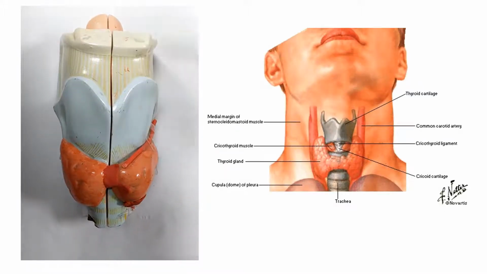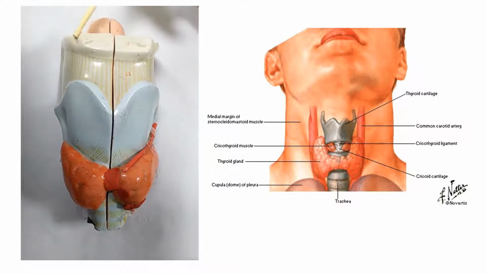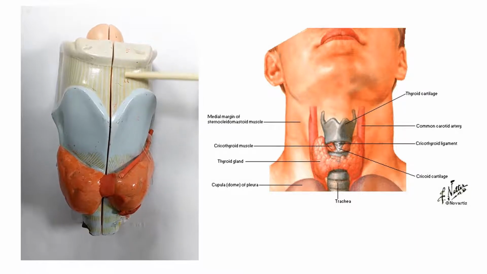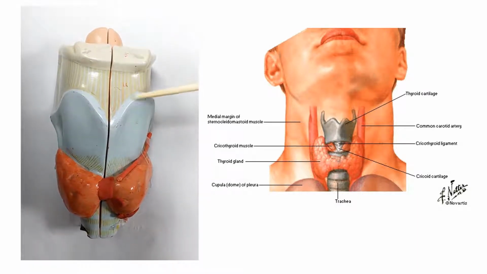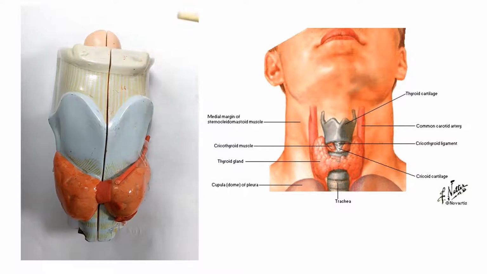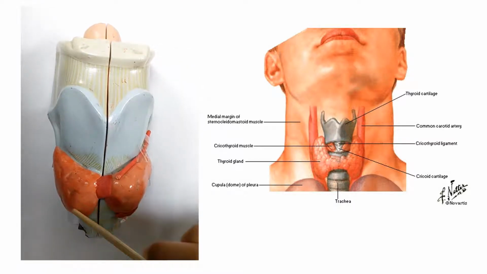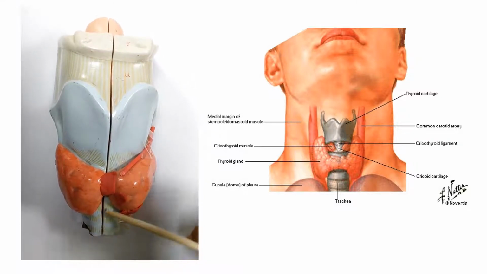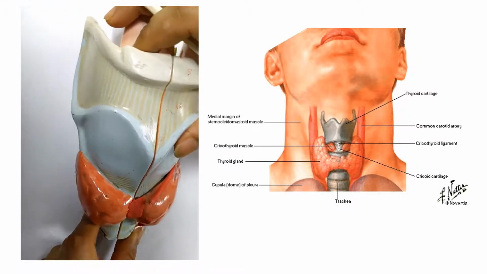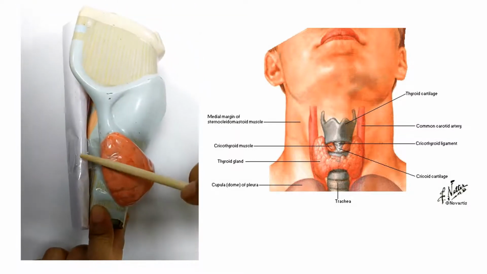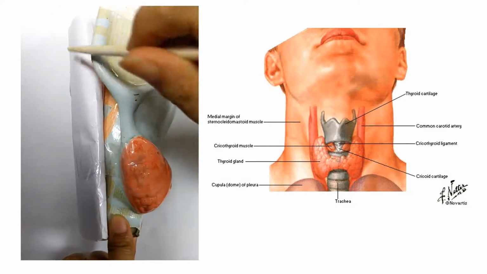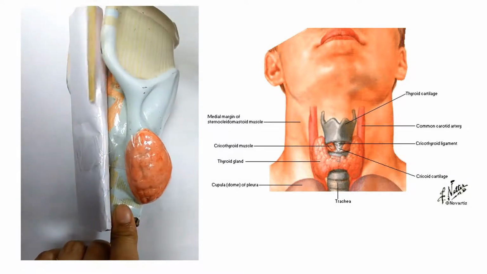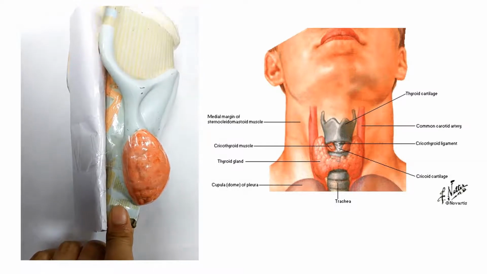Here is a model showing the hyoid bone and the thyroid cartilage. You can appreciate one membrane between the hyoid bone and the thyroid cartilage. This is the thyrohyoid membrane. You can appreciate over here the thyroid gland, and here the tracheal rings. As you go posteriorly, you can see this structure as the esophagus, and the upward continuation of this esophagus is the pharynx.